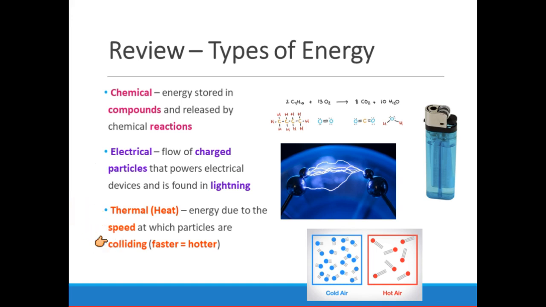Okay, so the third type of energy that I talked about in the video on Friday was thermal energy or heat energy. These are synonyms. So if you say thermal, that means heat. And this is just the energy due to the speed at which particles are colliding. So this is really important because the speed of particles has to do with their temperature. So if particles are moving faster and faster and faster, that actually makes the material feel hotter and hotter and hotter. Smiley faces if that makes sense.